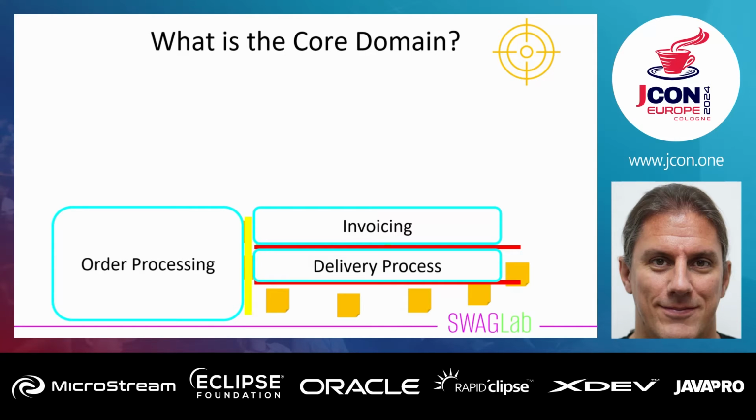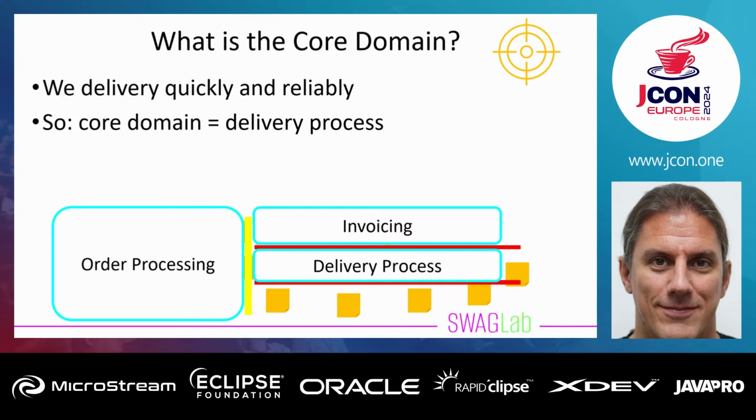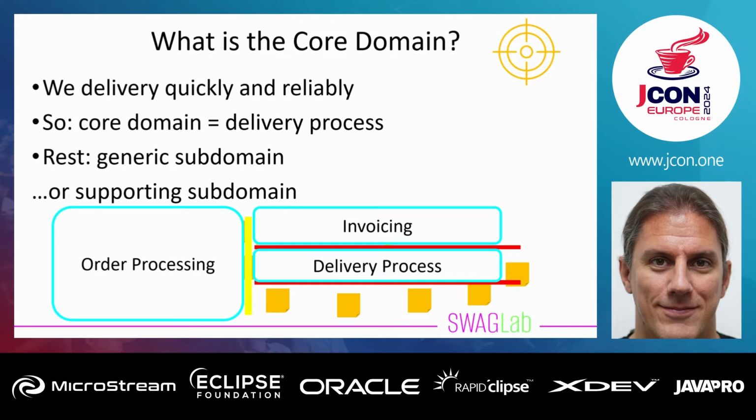So those were even more than for order processing, because I would argue that this is a question that we cannot answer unless we talk to the domain experts. And in our case, it's about delivering quickly and reliably. So the core domain is the delivery process. The rest are just generic subdomains or supporting subdomains and stuff that we don't want to focus on. And this is something that I decided as a domain expert. It's not the call of some technical person. Of course, the technical person would need to translate it, but it is a good idea to answer I don't know and ask someone. I think that's the right thing.